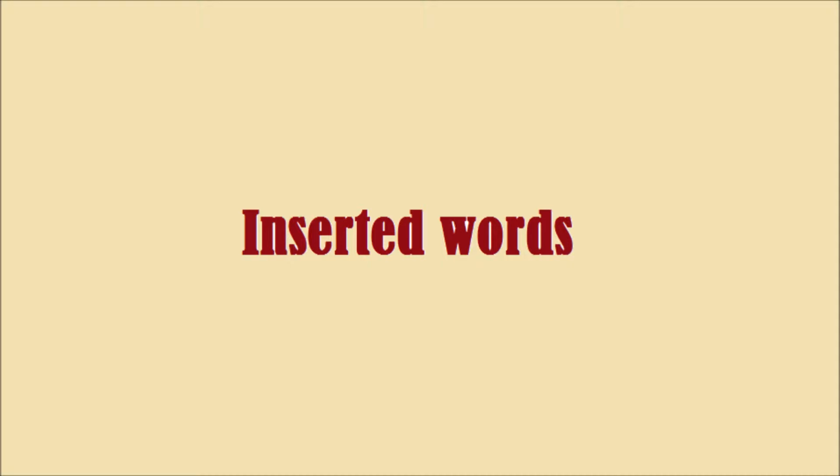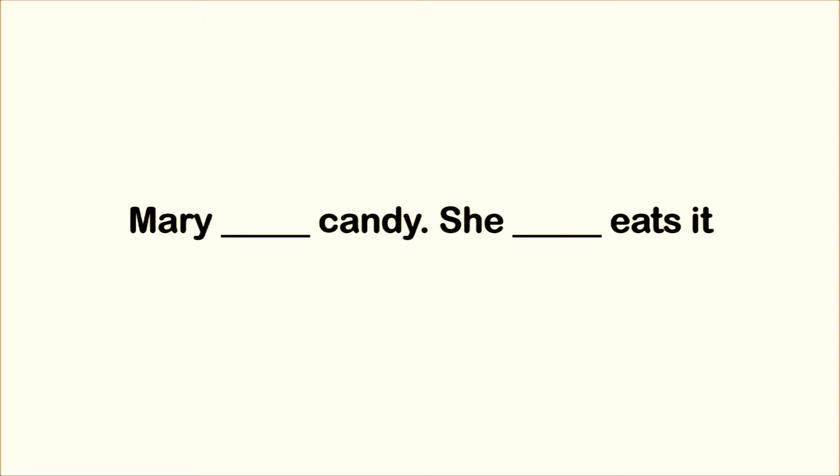But what is inserted words? Inserted words is when you can use different forms of an adverb but only one makes sense. An example could be, Mary hates candy, she never eats it. This is a correct sentence. An example of a sentence with the wrong use of inserted words could be, Mary hates candy, she always eats it. This is incorrect because it doesn't make sense that she always eats candy when she hates it.